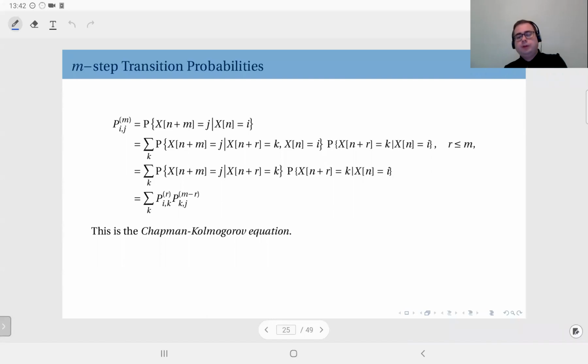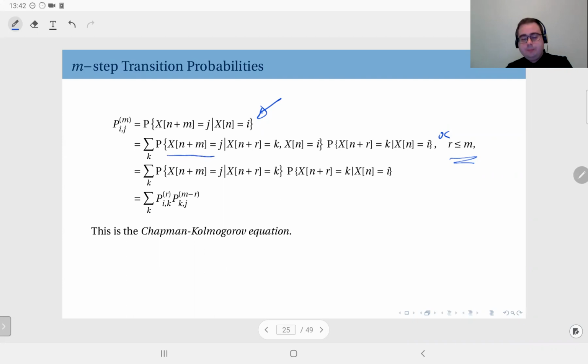So what I'm going to do is condition this, again, to use the law of total probability. I'm going to condition this on the value of the random process, or the value of the Markov chain, at time n plus r. And r here is between 0 and m. Well, maybe I should also have written 0 less than r, because I'm talking about something later than n. Okay, so write the same expression based on the law of total probability.